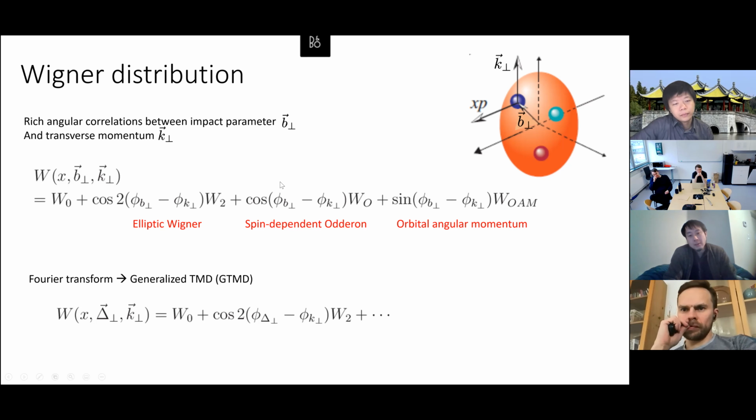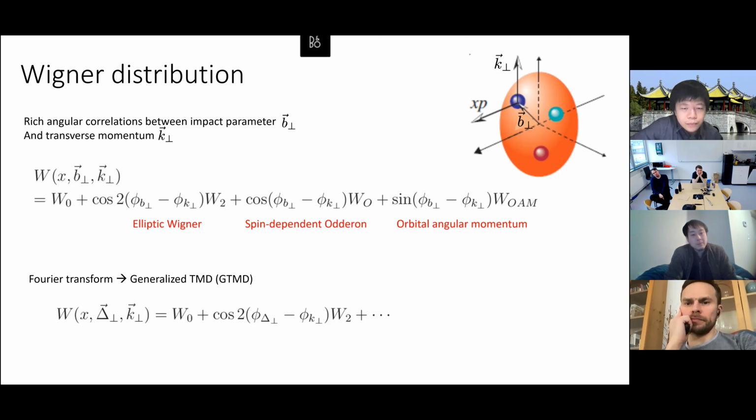There is another dependence, on cosine phi, and this is called the spin dependent odderon. This term exists if the proton is transversely polarized. And if the proton is longitudinally polarized, then there is another type of angular correlation, proportional to sine phi, and this is related to the orbital angular momentum of quarks and gluons. So this is the Wigner distribution function, and if you go to Fourier space by Fourier transform from b to delta_perp, then you get the GTMD, with a corresponding cosine 2 phi, cosine phi and sine phi dependence, where phi is now the angle between delta and k_perp.